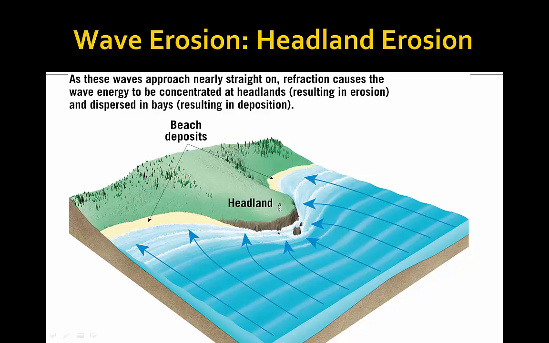Waves will be bent toward any projections from land, causing headland erosion. At the same time, the wave energy in bays is spread out, allowing for deposition of sediment. Both processes make progress toward the same end result, a straight shoreline.